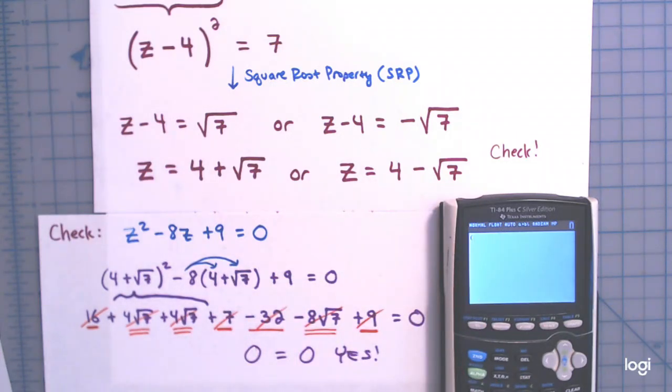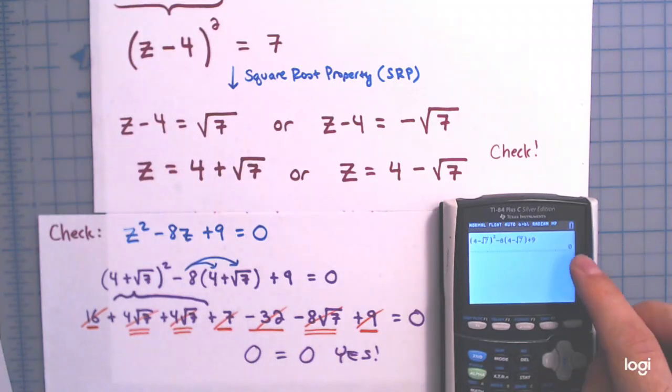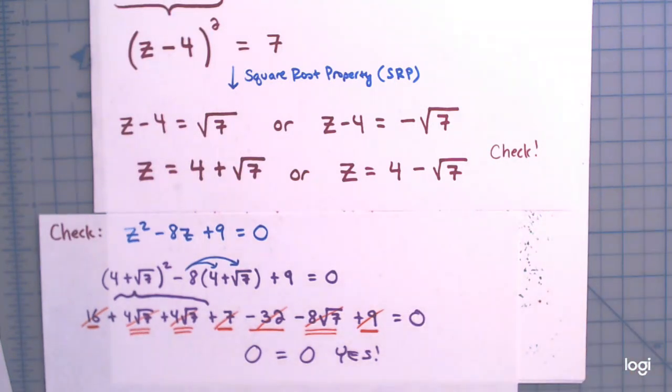So in parentheses, 4 minus the square root of 7, and then close the parentheses. That's being squared. That's the z squared. Then minus 8 times, and then z again is in parentheses, 4 minus the square root of 7. And then I have the plus 9. And hopefully this is equal to 0, and look at that, it is. I know, again, it's tiny, but that is equal to 0. So both of these are good solutions. I'll put them in a circle or something.